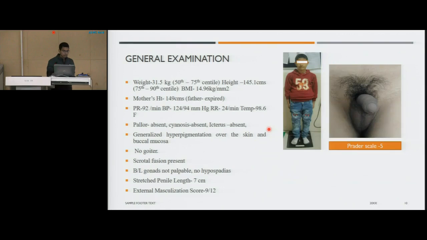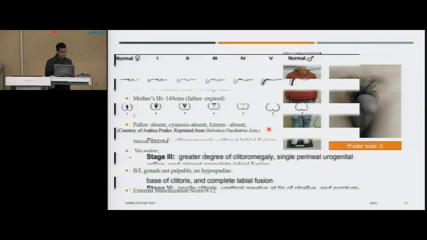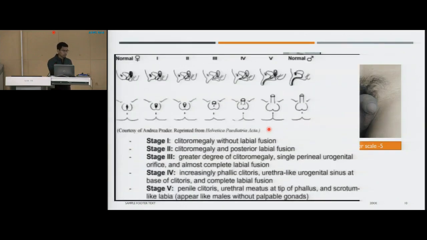And another scale that we use for virilization is the Prader scale. In this scale, stage 1 is the normal female and stage 5 is the normal male. So stage 1 to 5, where 1 is towards the female and 5 is towards the male. So he falls in the stage 5 category, where there is a penile clitoris, urethral meatus at the tip of the phallus, and scrotum-like labia, which appears more like male.